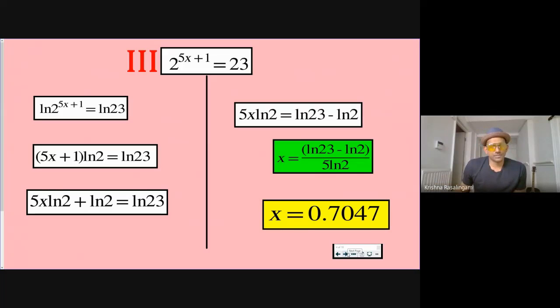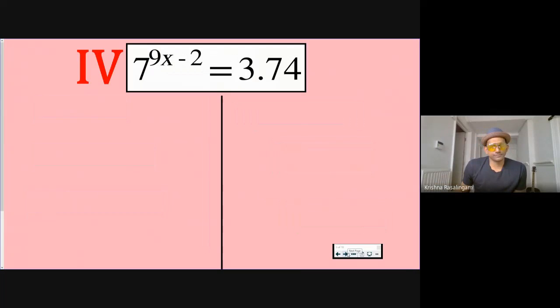So let's make that a little bit harder. Let's throw in a decimal. All right, so this is, you're on your own for this one.